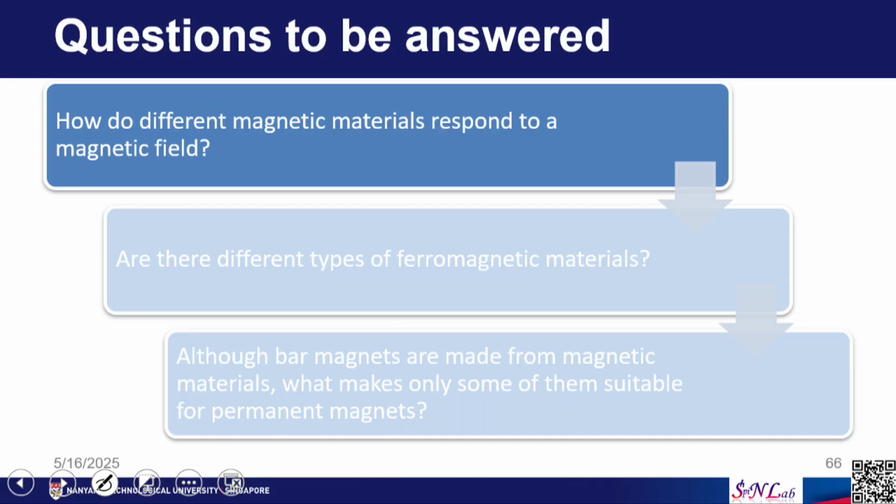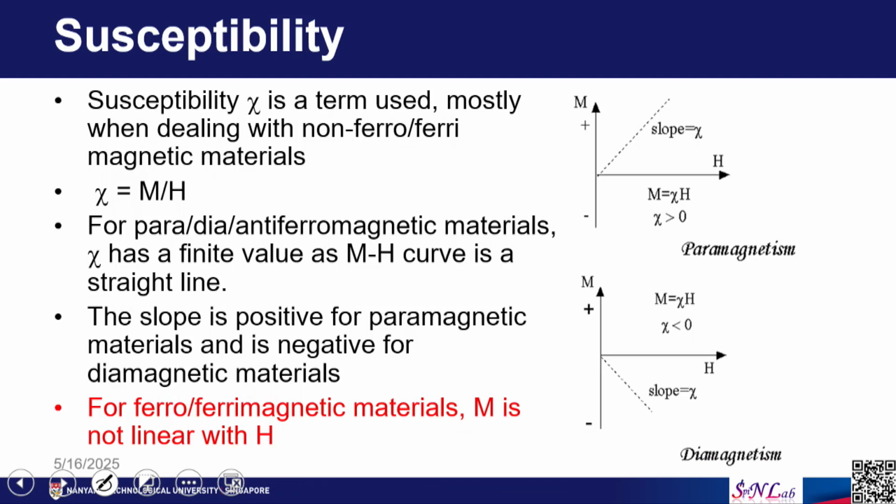Okay, first let us go on to learn about how different magnetic materials respond to a magnetic field. I told you that when we place a sample inside a VSM, we measure magnetic moment or magnetization as a function of applied field. So, let us assume that we are always measuring magnetization, not magnetic moment.